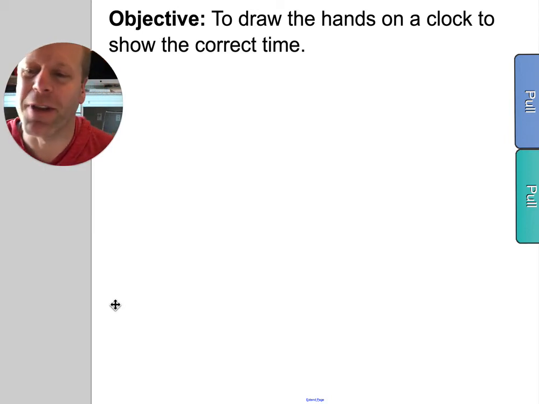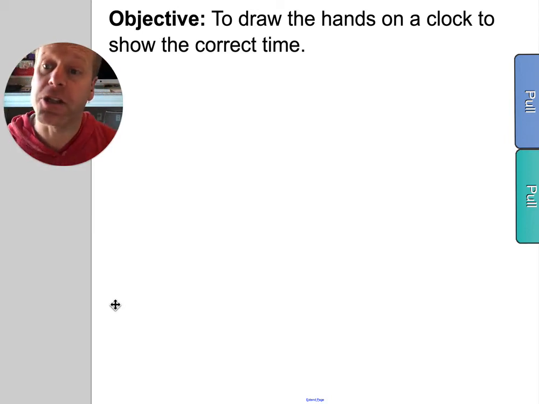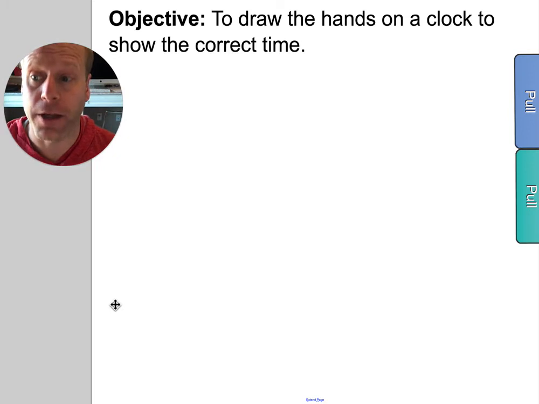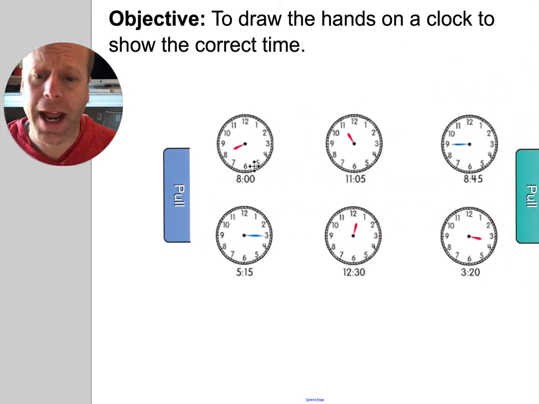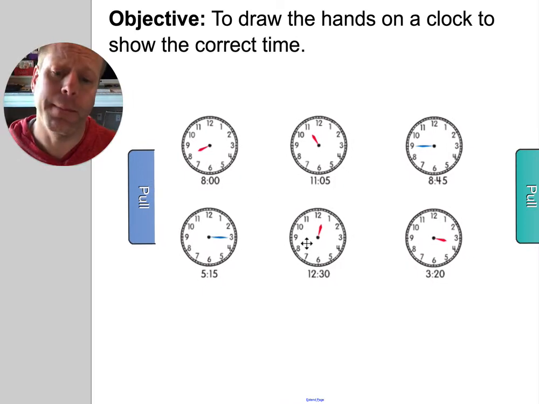Hey everyone! So the objective we have in math today is to draw the hands on a clock. We've really been doing this for a while now, the difference between the hour hand and the minute hand. We're just working on putting it all together to show the correct time. Okay? So a little bit of clock and hand drawing to finish up the unit.